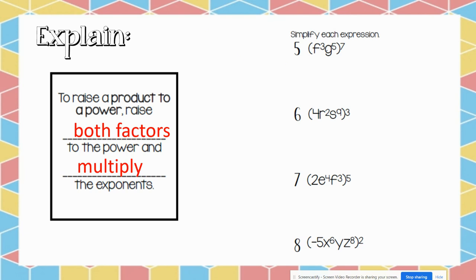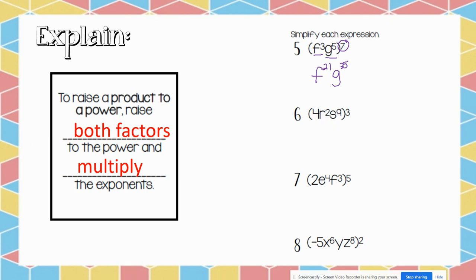For f to the 3rd, g to the 5th, all raised to the 7th power, you're going to take these and look at f first and then g second. Since both of those are in parentheses, they are both being raised to the 7th power. And since this is a power being raised to another power, you are going to have to multiply. So 3 times 7 would give me 21, which means that f is going to now have a power of 21. G to the 5th is going to be raised to the 7th, so that's going to be 5 times 7, which would give me g to the 35th.